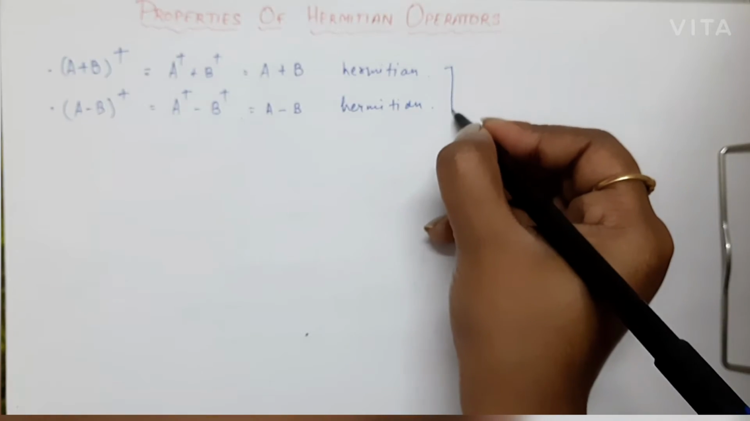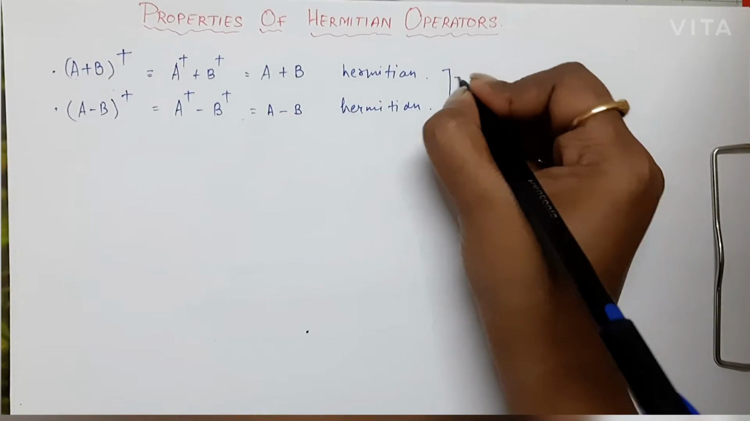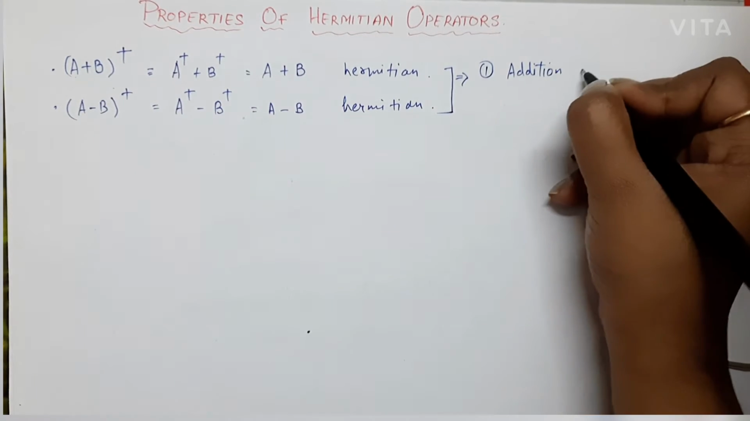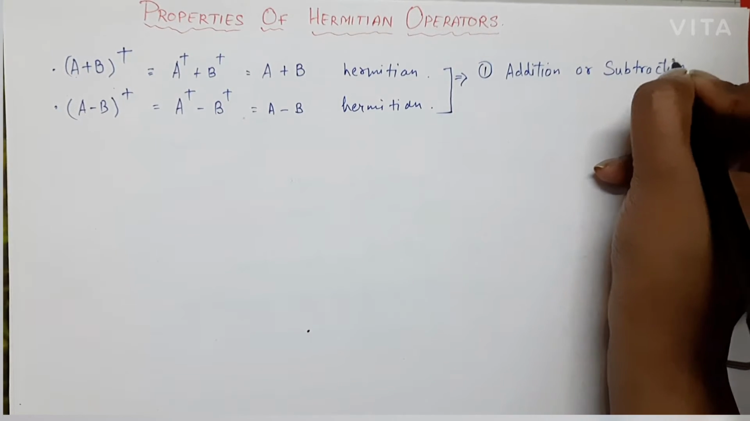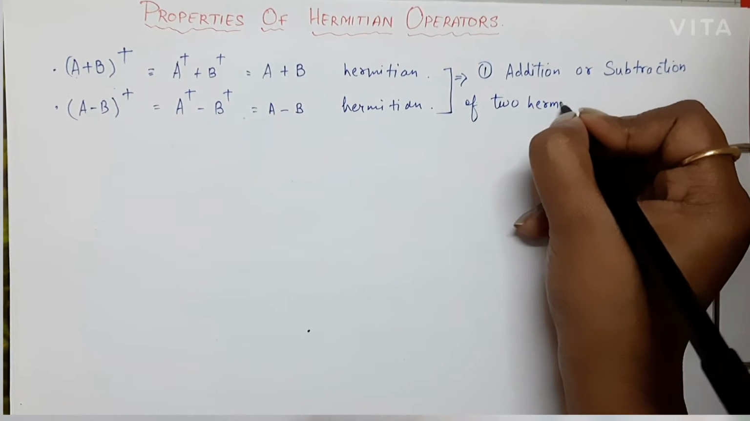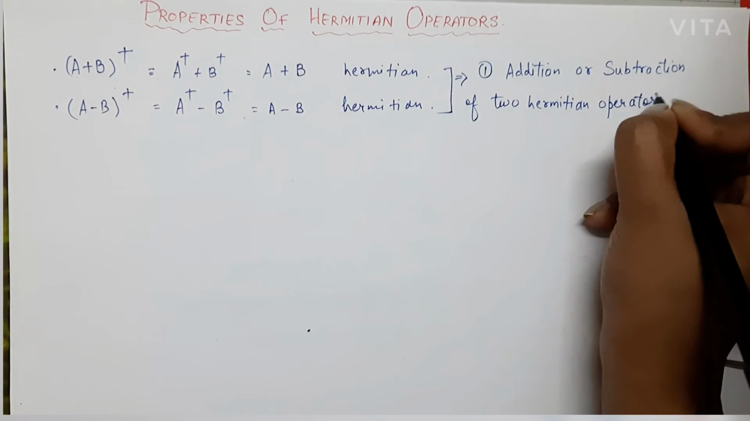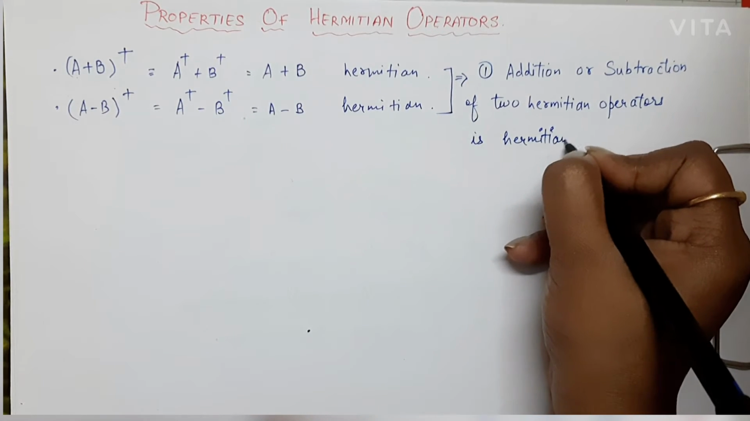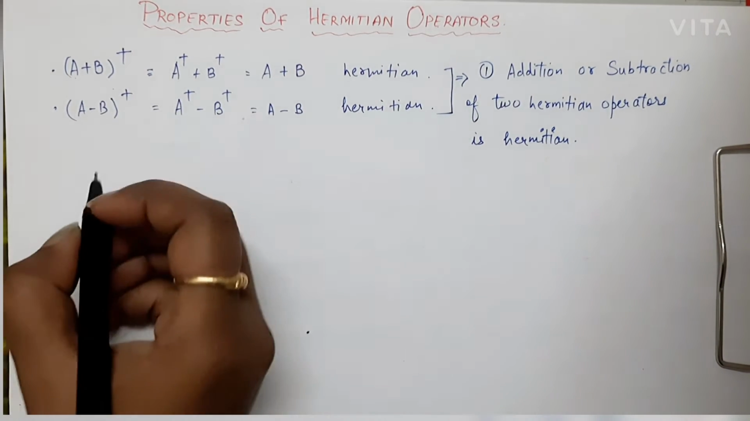So these two things which we have solved here give us one property, that is, the addition or subtraction of two Hermitian operators is Hermitian. Okay, so this is the first property. Now we'll move on to the next.